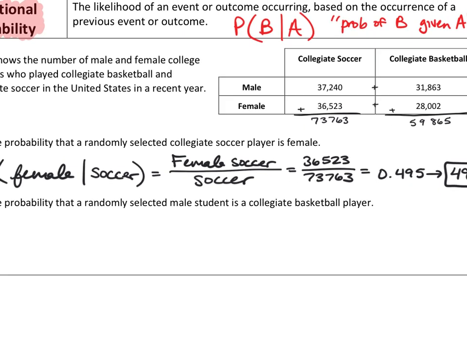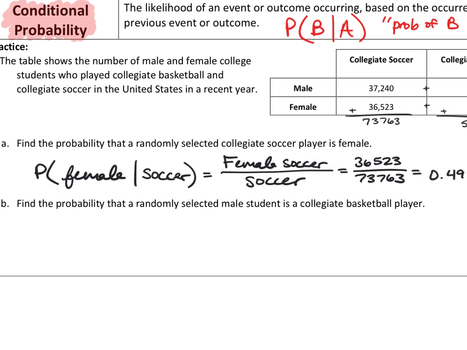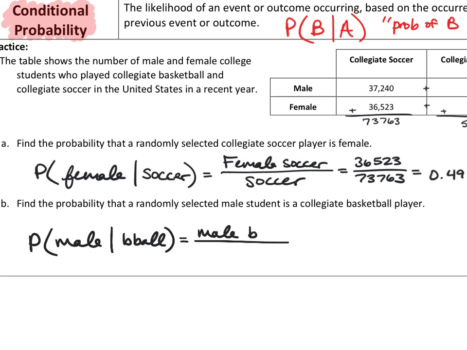Okay, let's chat. Instead of female soccer, what are the two words that you should have in your probability statement? Very good. So probability of male given they play basketball. And I'm going to shorten that to b-ball because I'm lazy. Now in this one, what two words should I have on the top? Male basketball. And what word should I have on the bottom? Basketball. Okay, cool. So now we know where we're looking.